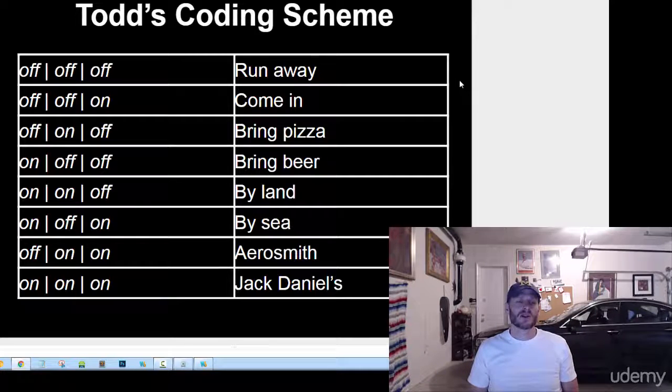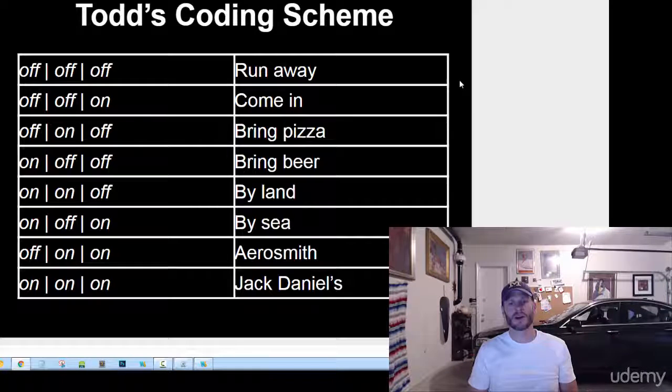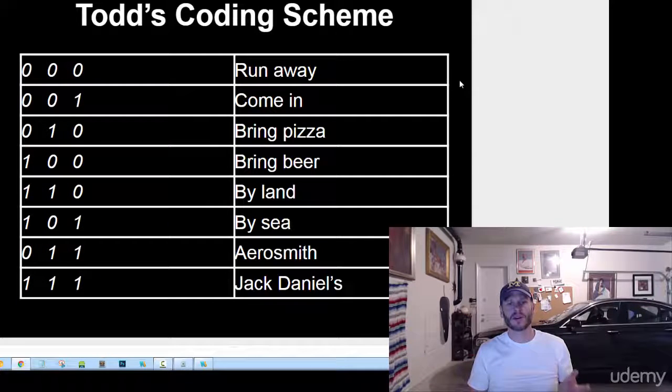So if we had 3 lights, we could convey 2 to the power of 3, or 2 times 2 times 2, or 2 times 2 is 4, times 2 is 8. So there are the 8, and we could create our own coding scheme. There it is. Right? And instead of saying on or off, we could say, hey, 0's for off and 1 for on. And that's why with computers, we see all these 0's and 1's. All it means is there's some circuit or there's some switch that is on or off.